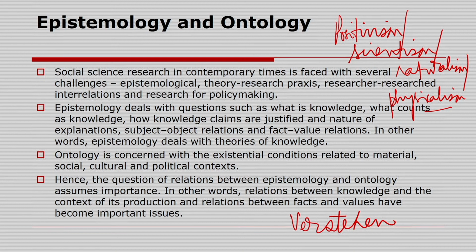And ontology is concerned with the existential conditions related to material, social, cultural and political contexts. Though essentially all major social scientists since the 19th century have accepted that the discipline faces challenges that are different from those of the natural sciences, the ability to determine causal relationships, meaning cause and effect relationships, invokes the same discussions held in science metatheory.